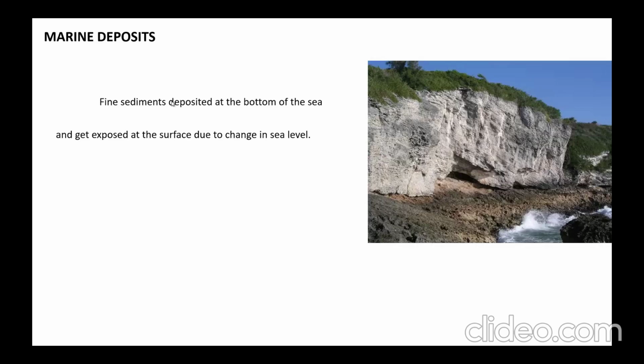Coming to marine deposits, the name itself says ocean. Fine sediments are deposited at the bottom of the sea and get exposed to the surface due to the change in sea level. So these marine deposits are nothing but deposits brought by the sea. Fine sediments deposited at the bottom of the sea get exposed to the surface, just like in this image.